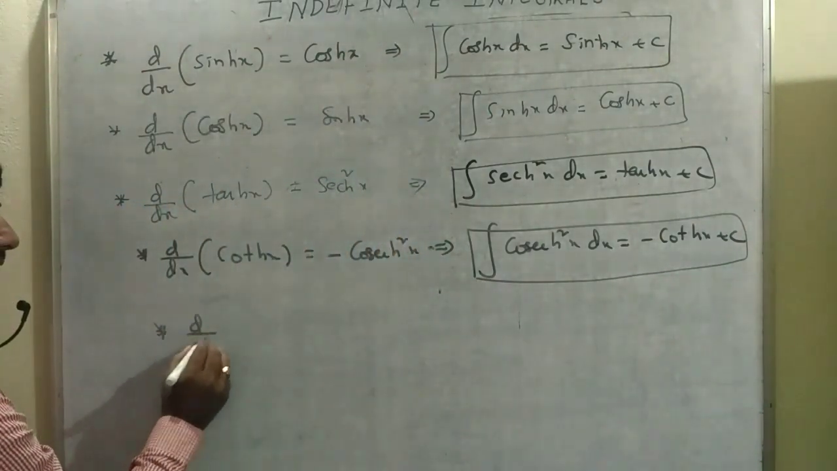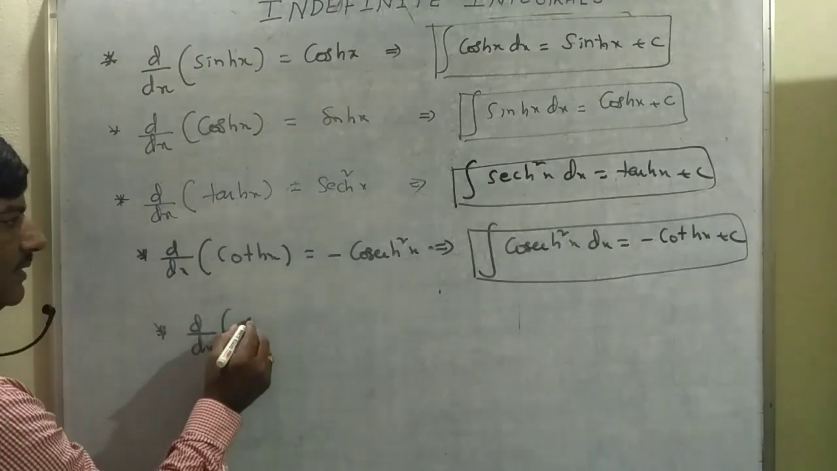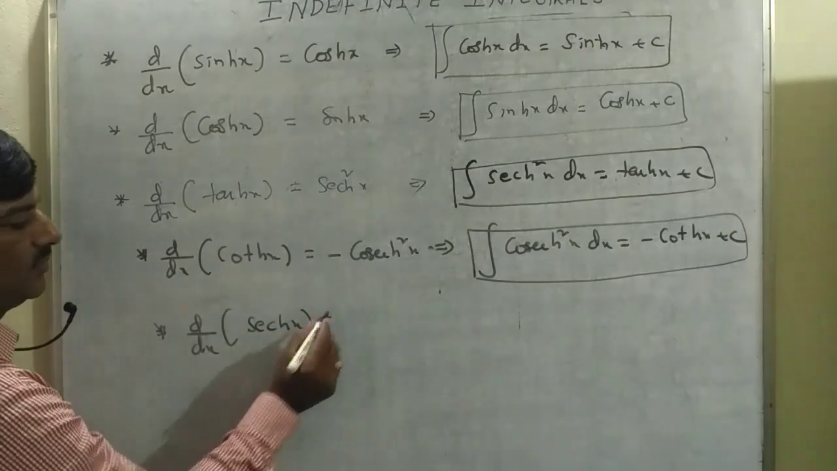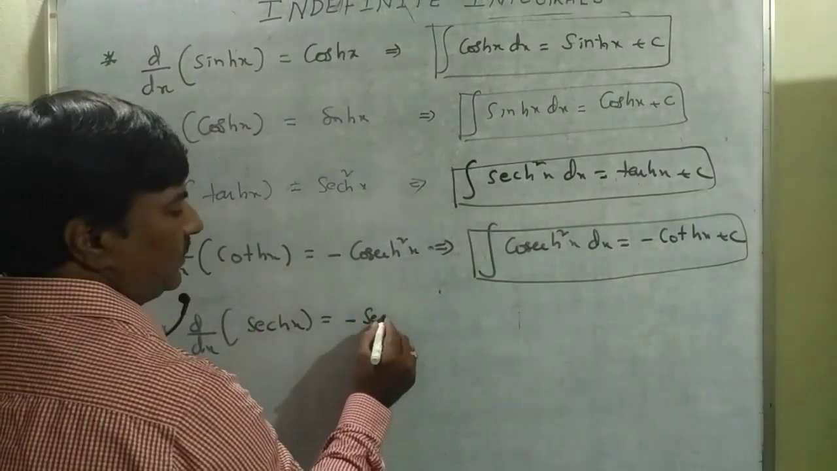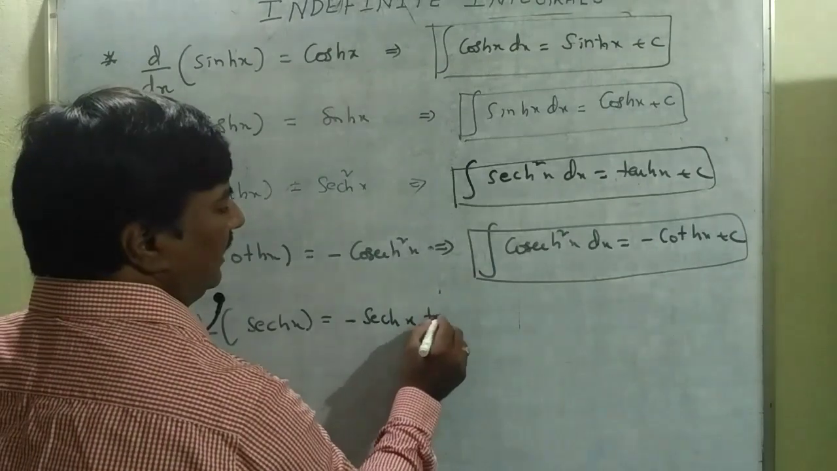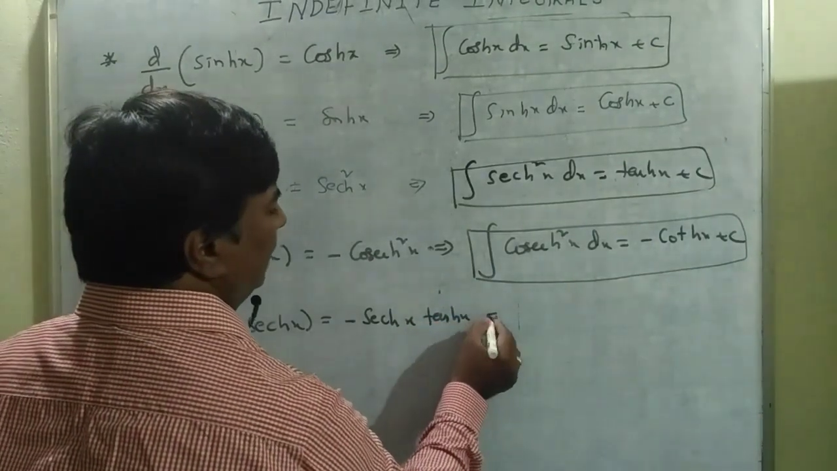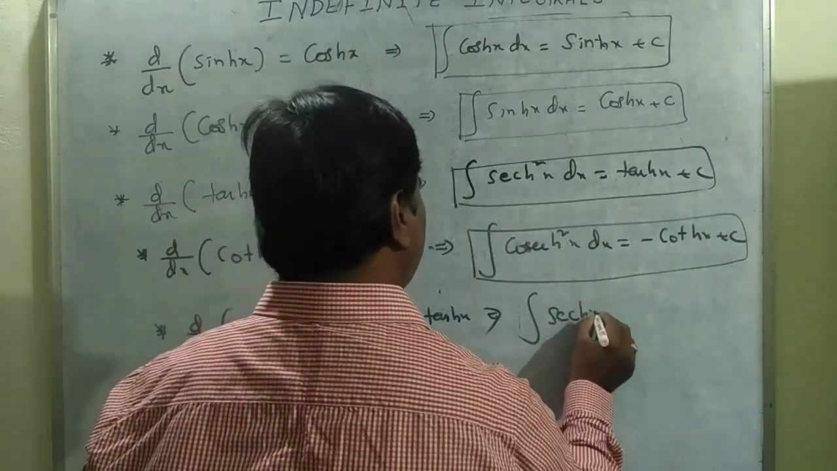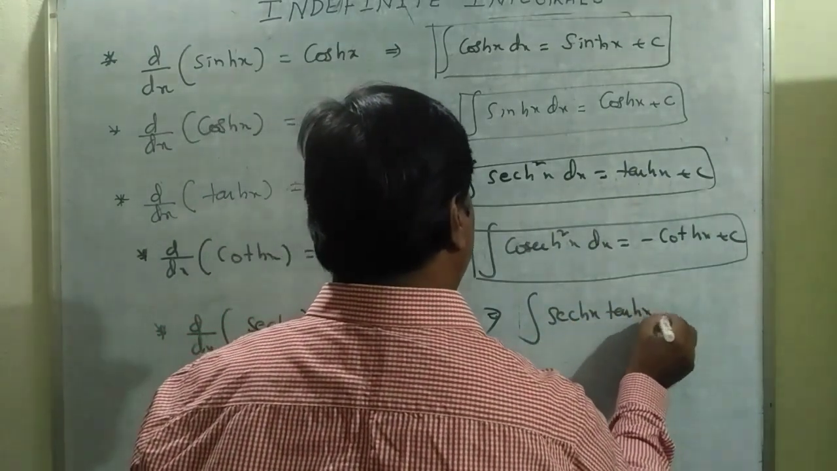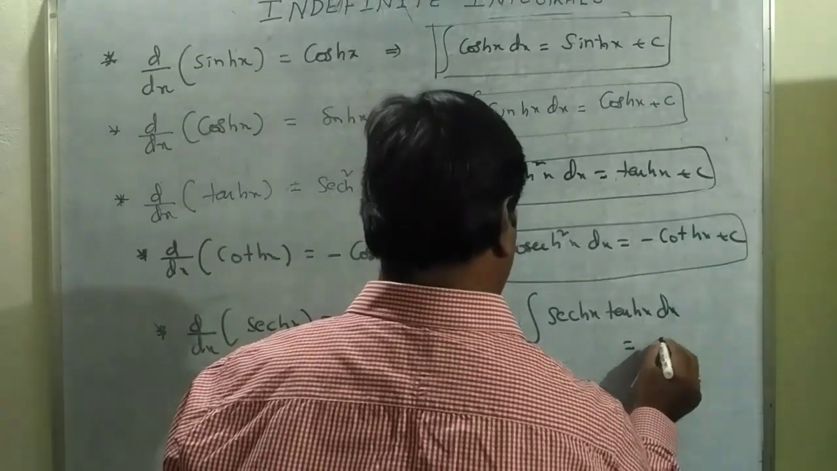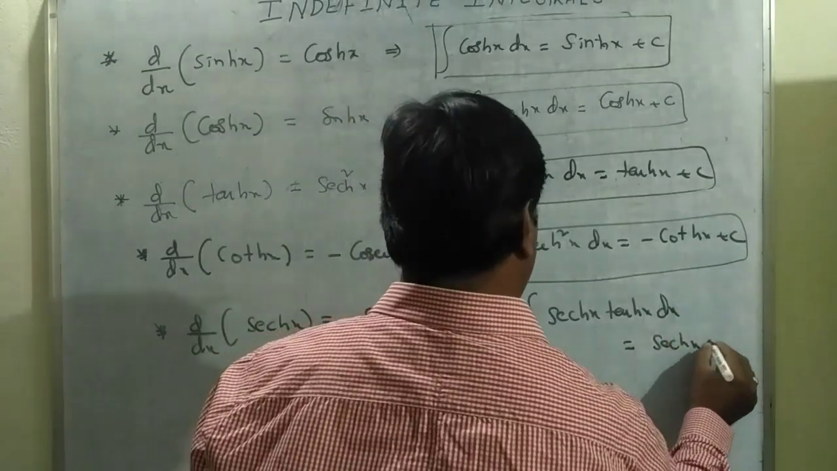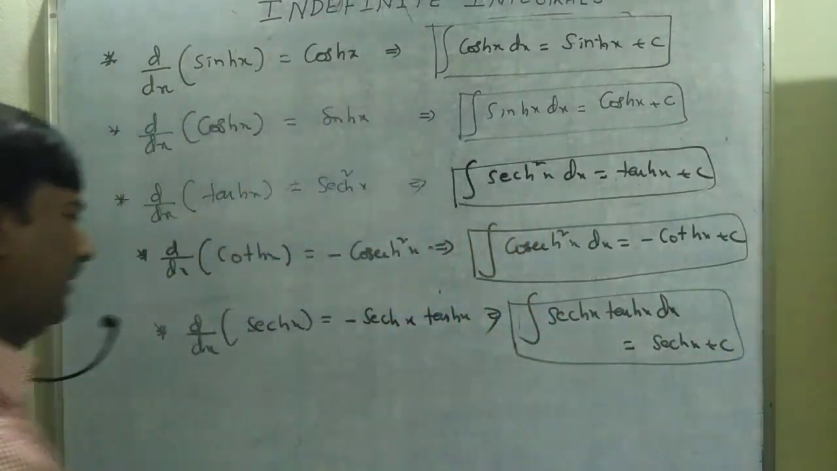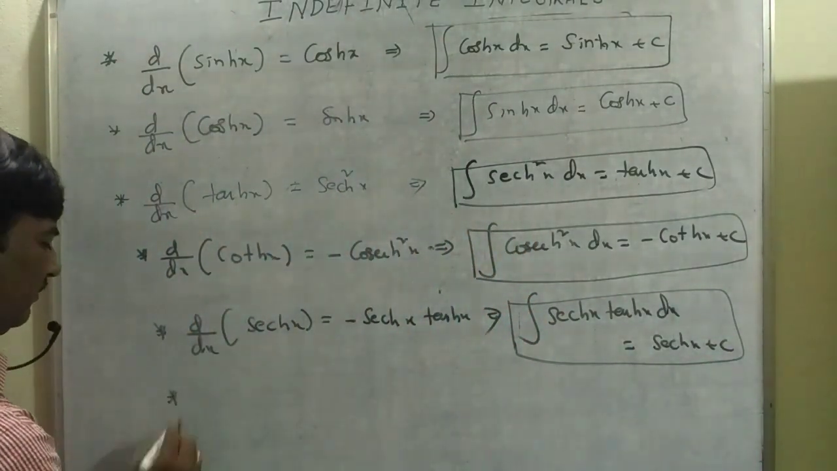d by dx of secant hx is equal to minus secant hx tan hx. The reverse process is the integration of secant hx tan hx dx, which is equal to minus secant hx plus c. This is the next formula for integration, and then we can proceed.